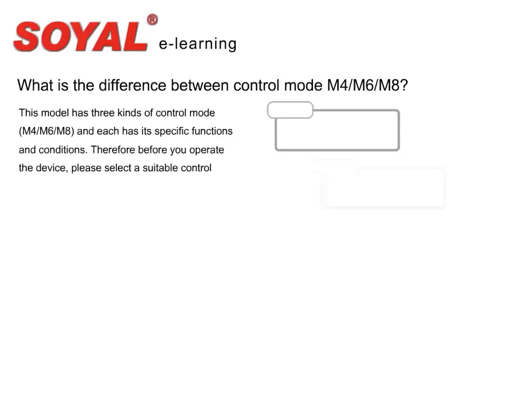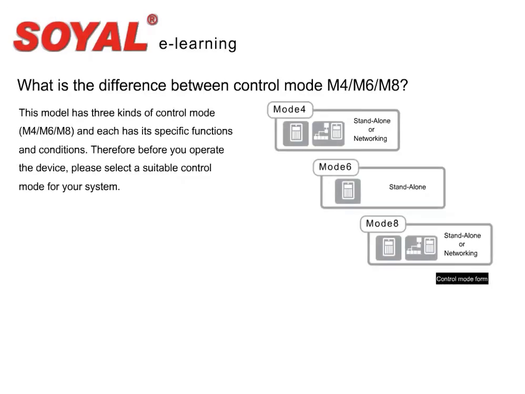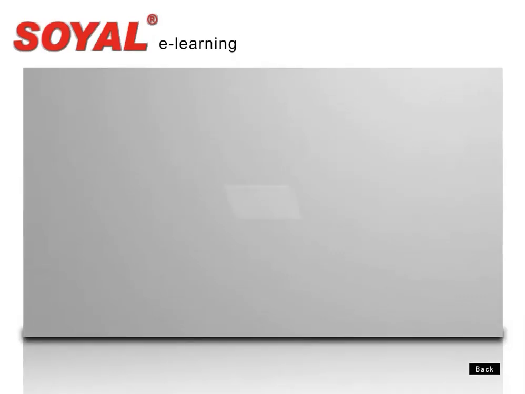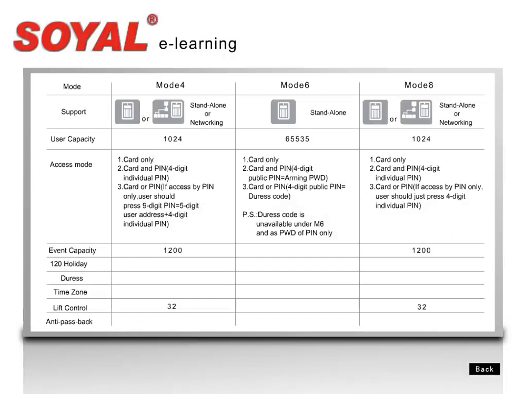Third, what is the difference between control mode M4, M6, and M8? Our controller has three kinds of control mode, M4, M6, and M8, and each mode has specific functions and conditions. Therefore, before you operate the device, please select a suitable control mode for your system. Here is the comparison chart of Mode 4, Mode 6 and Mode 8.